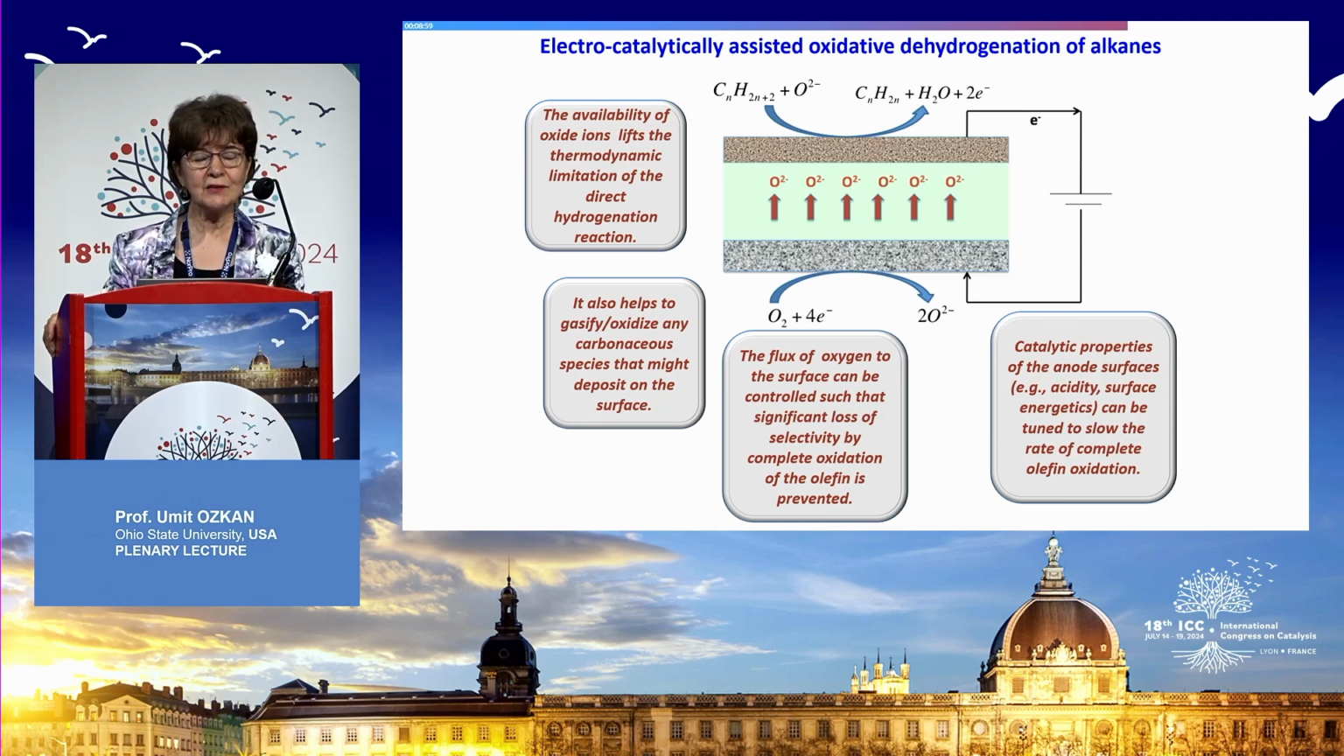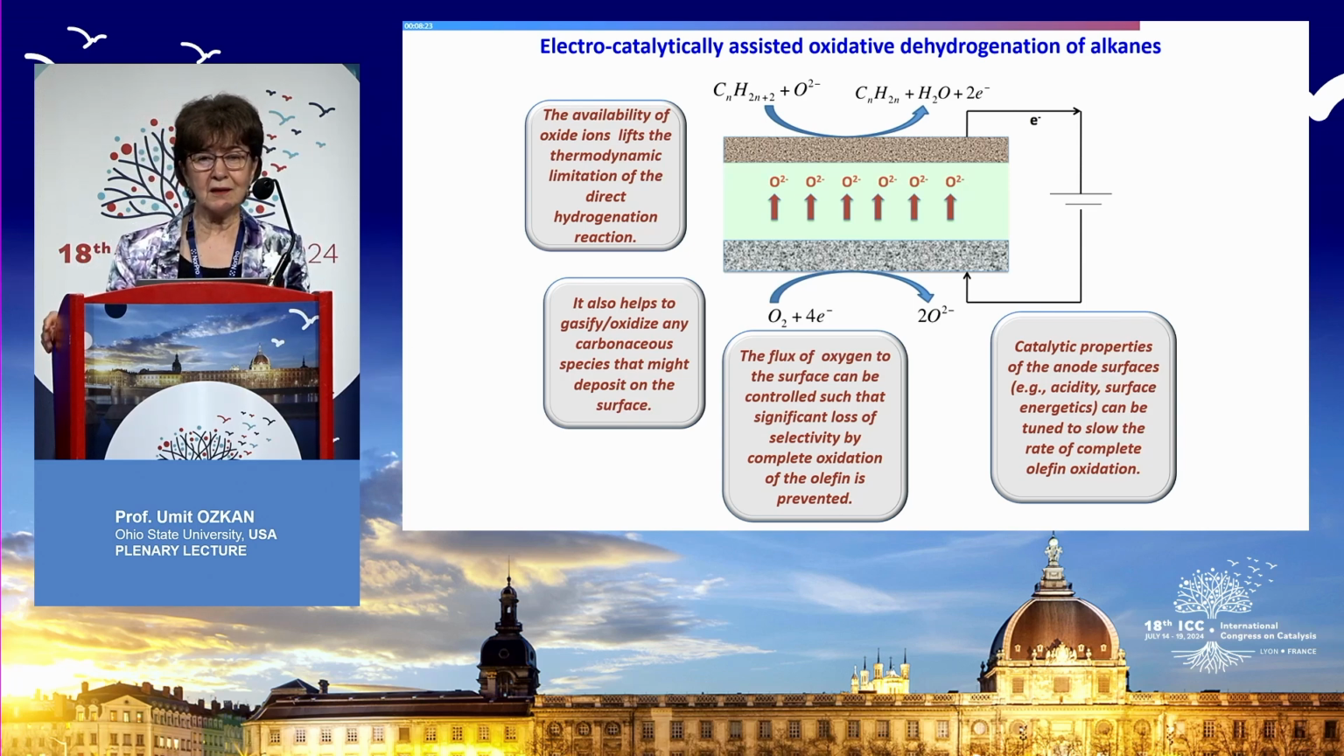So using an electrolytic cell is really preventing the olefin from ever being in contact with the gas phase, because on the cathode, we have the oxygen reduction reaction, and oxide ions are traveling through the electrolyte to the anode, and on the anode, we have the hydrocarbon oxidation, and the only thing that is different is the oxygen species. So first of all, again, we have oxide ions, so the thermodynamic limitation is lifted, so we still have oxidative dehydrogenation.